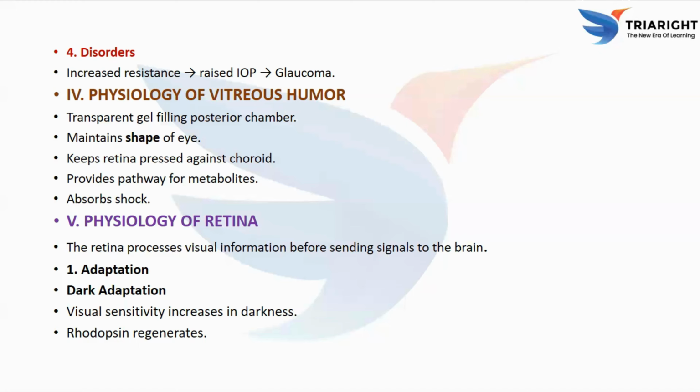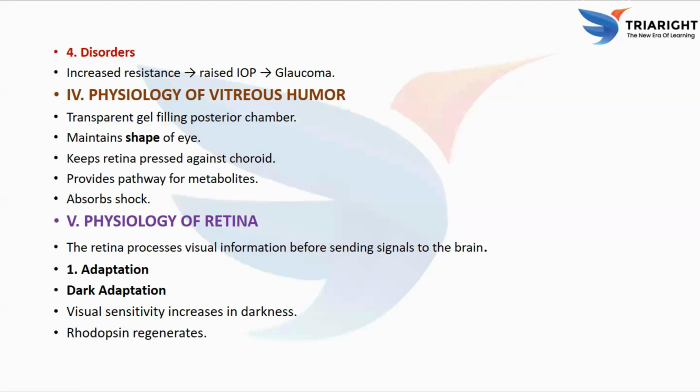This vitreous humor also provides the pathway for metabolites, supplying nutrients to adjacent structures. It also removes waste products and it absorbs shock. So it works like a shock absorber to protect the retina from injury during head and eye movement. So these are the functions of the vitreous humor. Then coming to the functions of the retina, we already discussed earlier, the retina is the light sensitive layer at the back of the eye. What's the job of the retina? To detect light, convert it into electrical signals, and send the signals through the optic nerve to the brain.